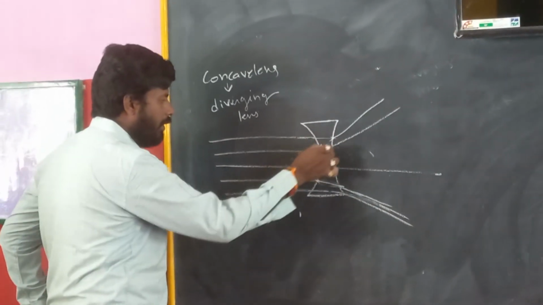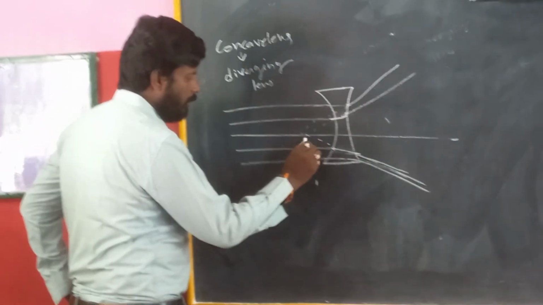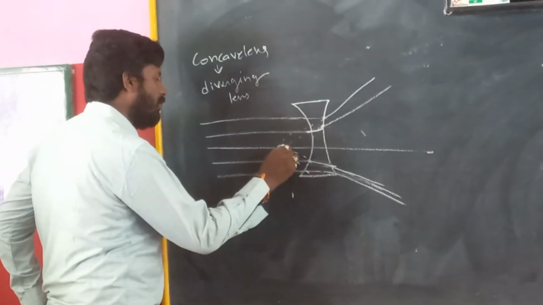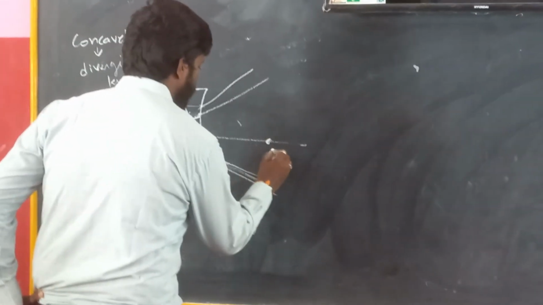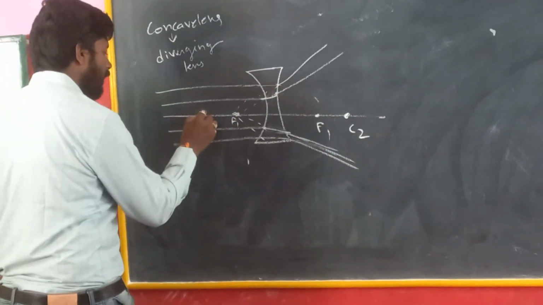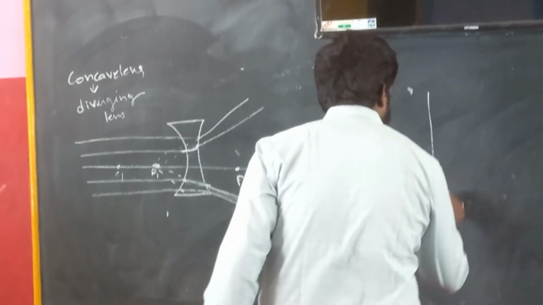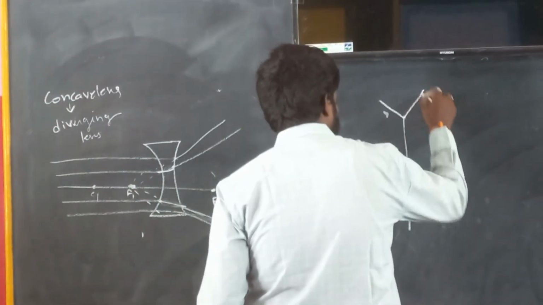And they will be meeting at one point. The point is called the focal point. This is called C2. This is called F2. This is called F1. And this is called C1. And the lens can also be represented like this.